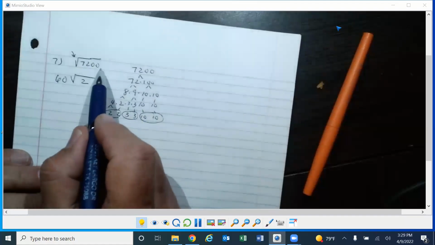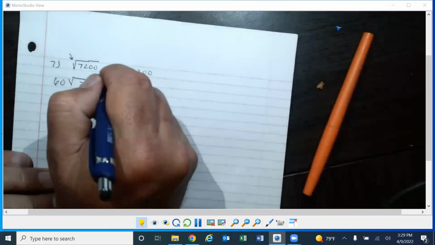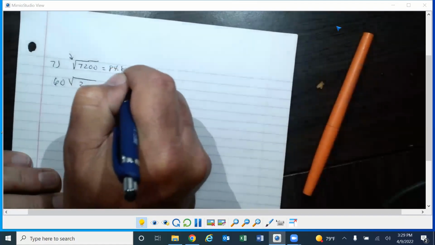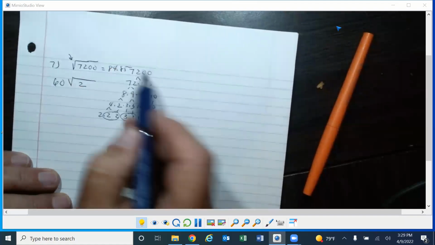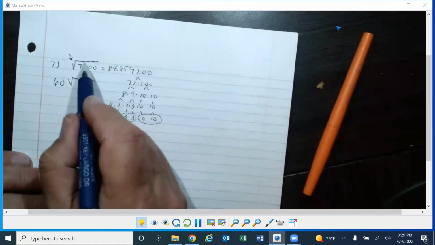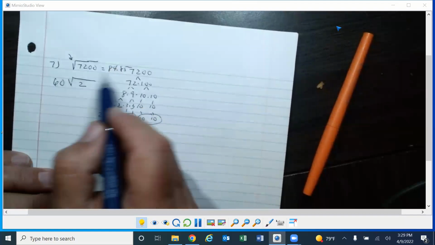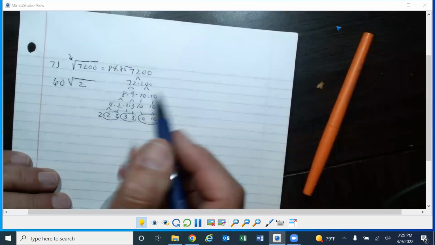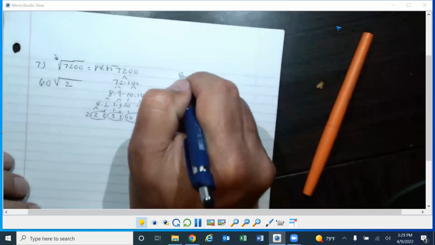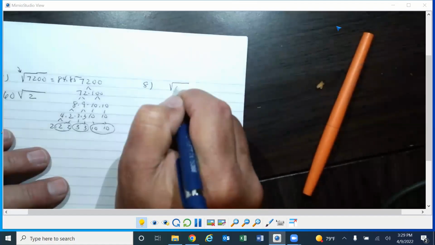When we put this in a calculator or Desmos, it'll give us a decimal answer. Actually, I remember it's 84.85. We rounded off. That's why it's called an estimate, not an exact. This is the exact. If we put this in Desmos, we're going to get the exact same number.